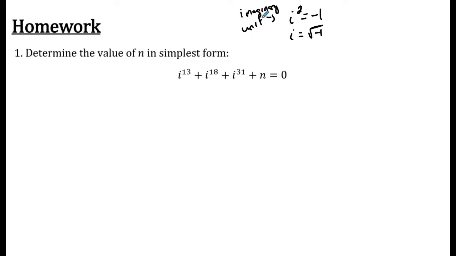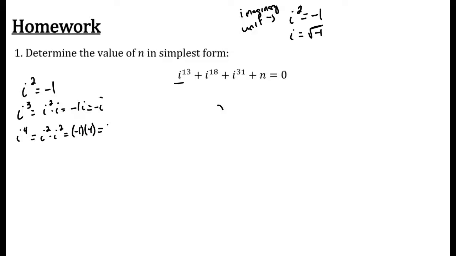So in class, we said, wait a minute, this imaginary unit has this interesting cycle when you raise it to a power. So if I want to tackle something like i to the 13, well, we need to know i squared is -1. Well, what's i cubed? Well, i cubed is i squared times i, which is -1 times i, which we write as -i. Well, what's i to the 4th? Well, that's i squared times i squared, which is -1 times -1, which is 1.